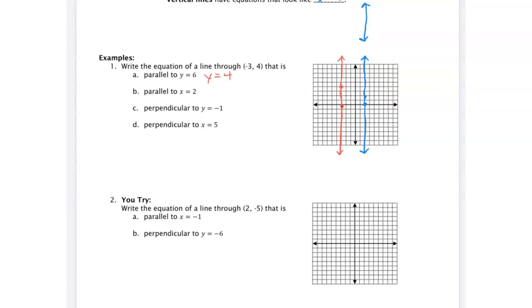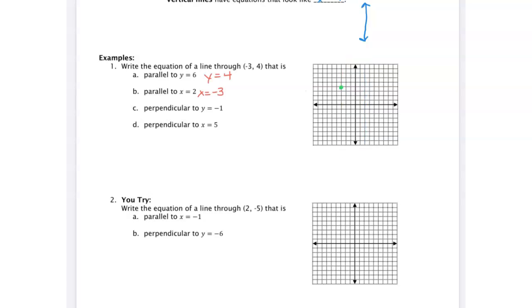And then we identify the x-coordinate for our red line. The x-intercept for our red line would be negative 3. So this equation would be x equals negative 3.